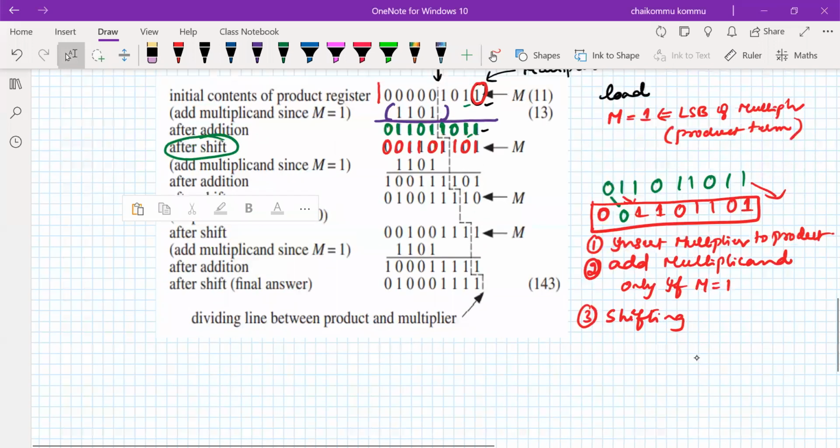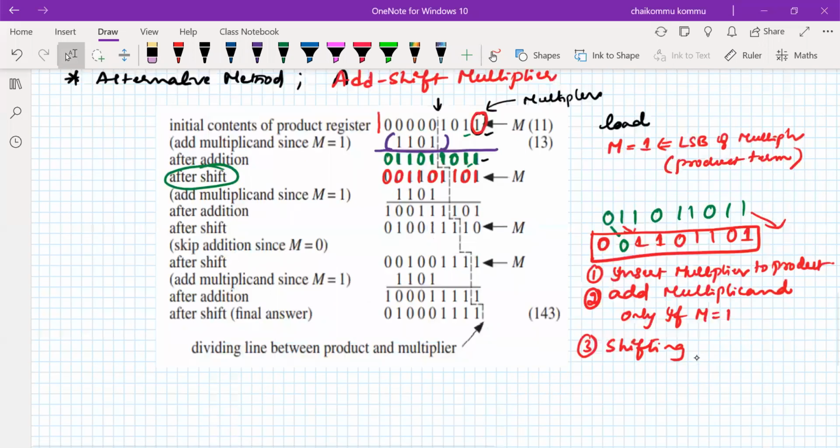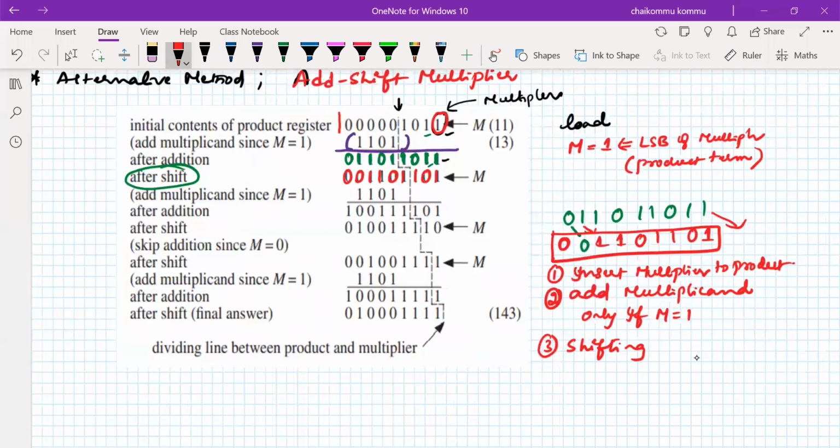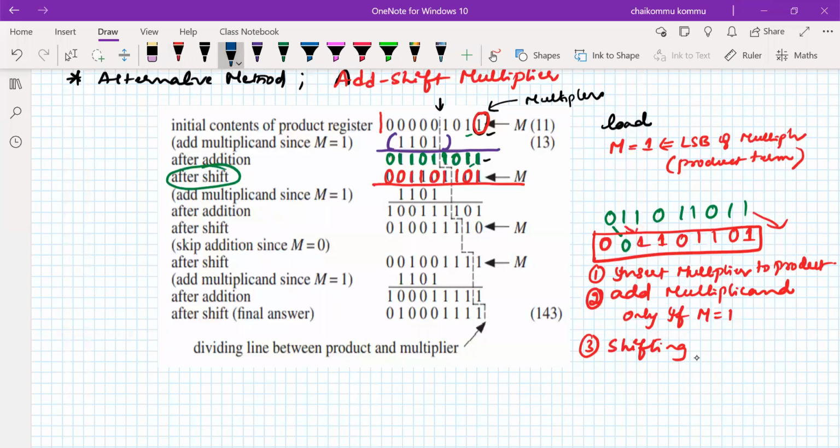Is it clear? So what is the first step? First step is to insert the multiplier into the product. LSB positions are filled with the multiplier information. Second, depending upon m equal to 1 at the LSB position, we have to add the multiplicand to the product. The third one is shifting. As soon as the addition is done, shifting has to be performed. So far, so good. Now up to this point, we don't have any problem. After the shifting, we have to think about the m value again.